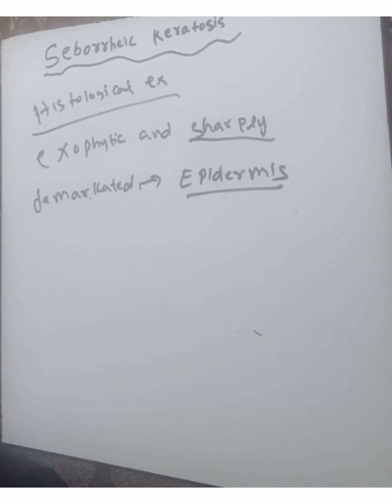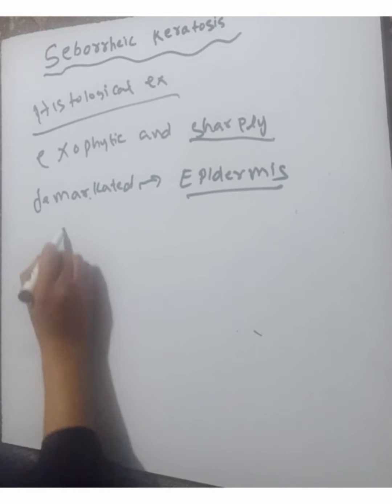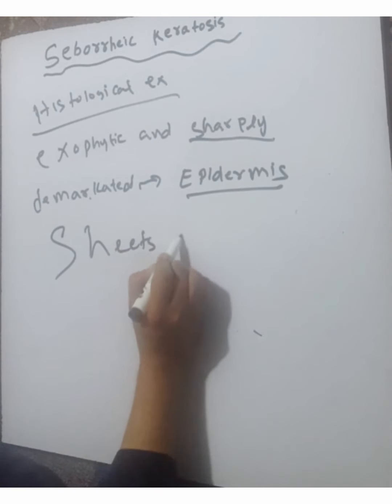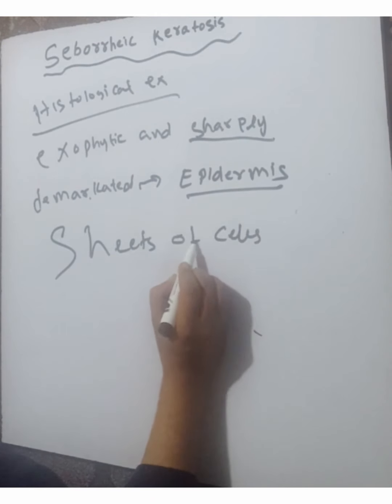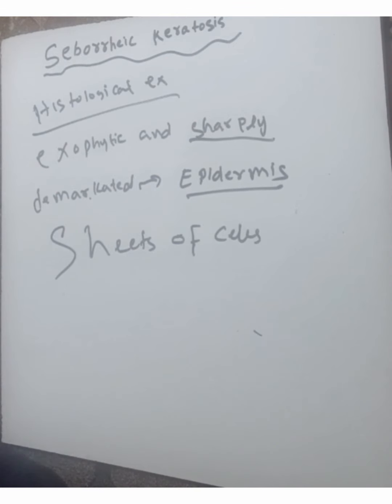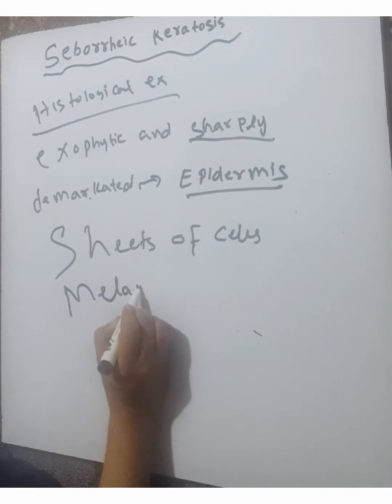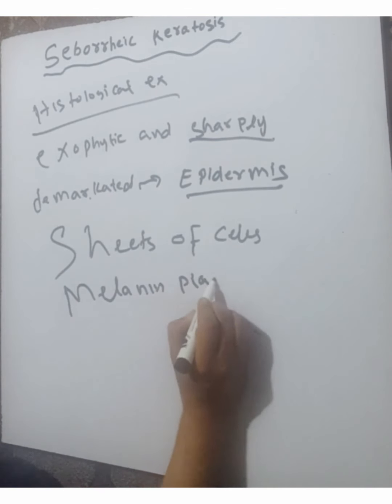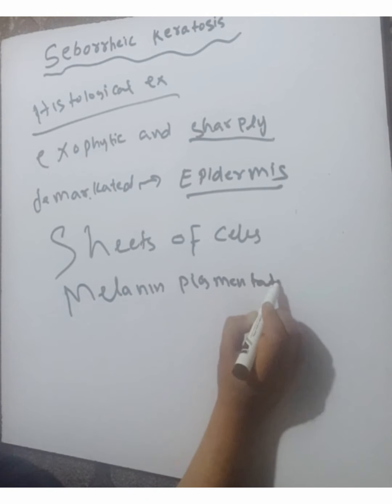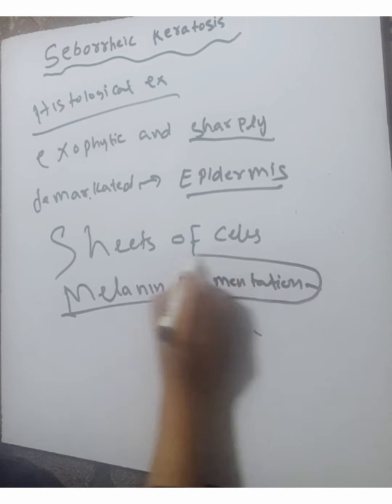On histological examination, we see sheets of small cells. In these sheets of cells, melanin pigmentation is present.